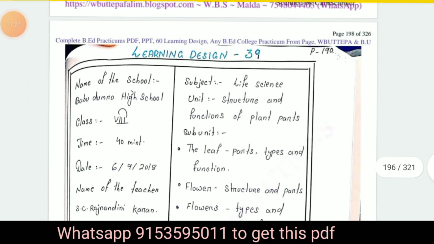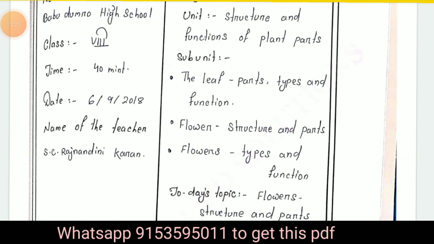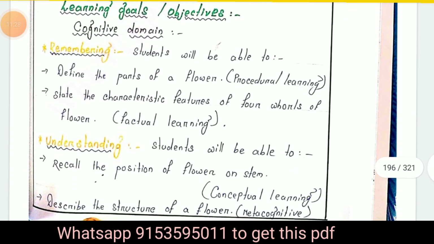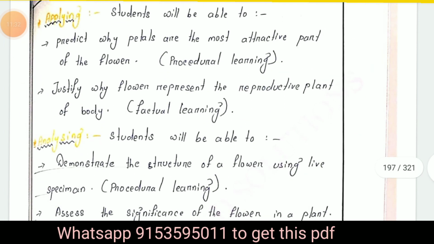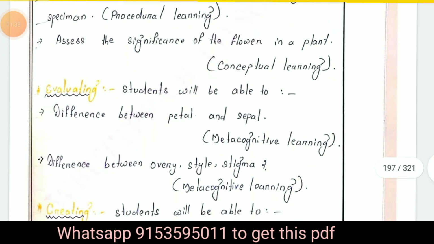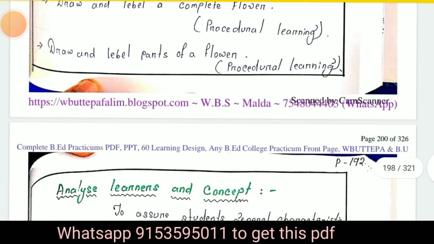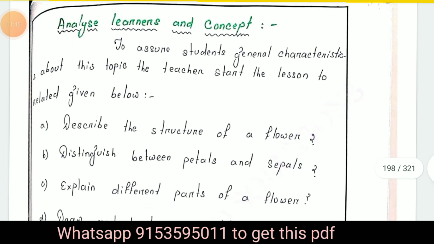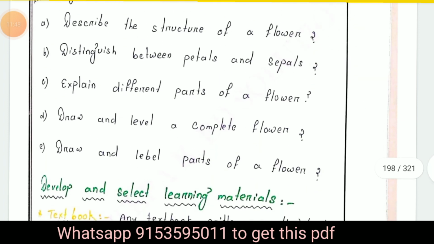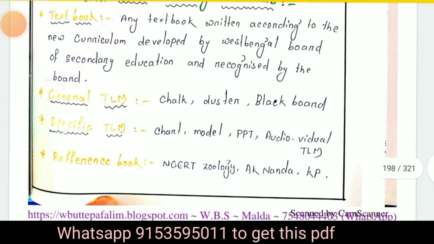Now we discuss learning design number 39. Today's topic is flowers, structure and parts. Learning goals and objectives: remembering, understanding, applying, analyzing, evaluating, creating. Analyze learner and concept. Some questions are as follows. Develop and select learning material: textbook, general TLM, specific TLM, reference book.